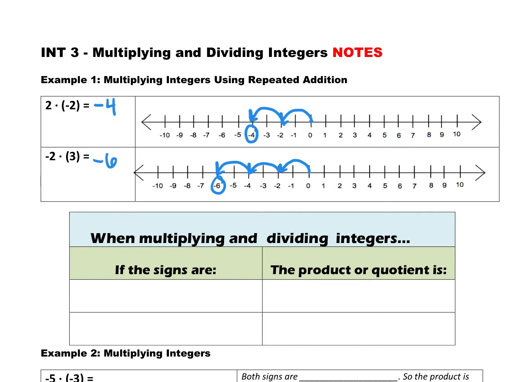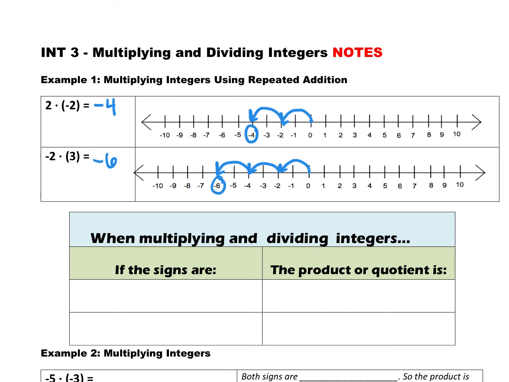So notice on the first problem I had a positive number times a negative, and I got a negative. On the second problem, I had a negative times a positive, and I still got a negative answer. So as you see, when you have one of each sign, a positive and a negative, it doesn't matter the order, your answer will come out negative.